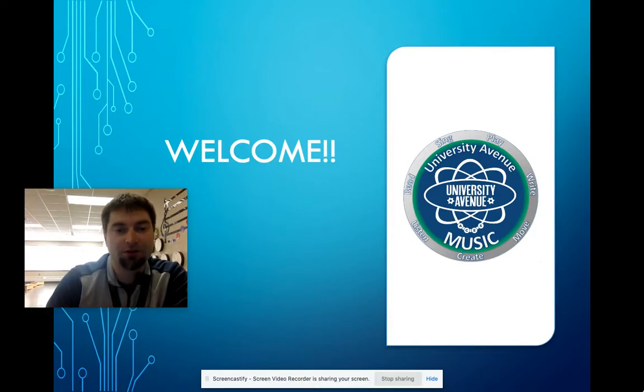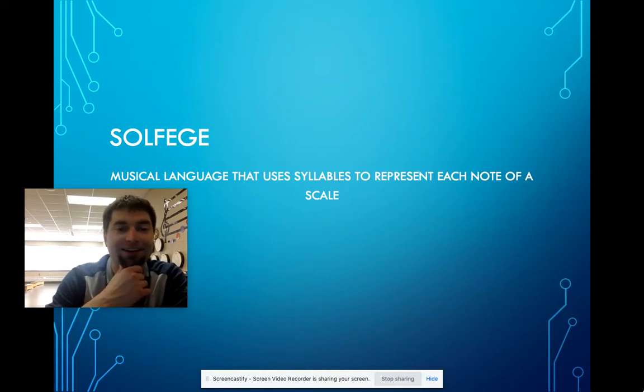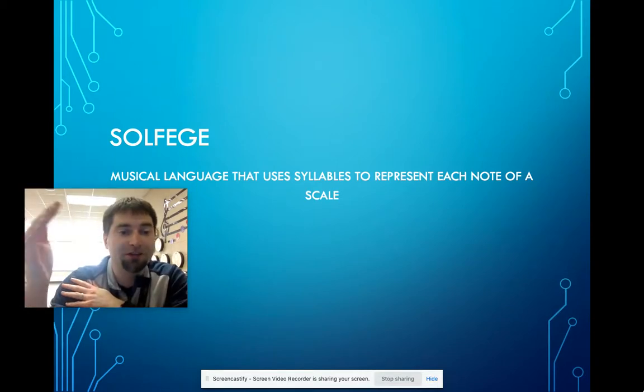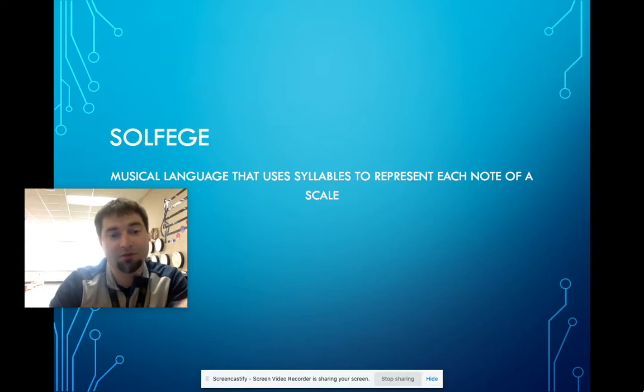We are going to focus today on solfege. Now, some of you might be familiar with that, and some of you might not. Solfege is a musical language that uses syllables to represent each note of a scale. So, do, re, mi, fa, sol, la, ti, do are the syllables that we use in the solfege language.